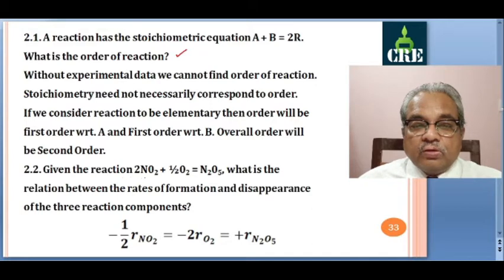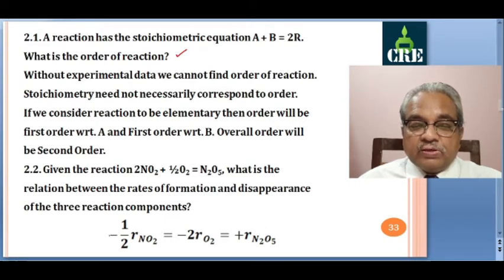2.2. The reaction is given here: 2 moles of NO2 reacts with half mole of O2 to give 1 mole of nitrogen pentoxide, N2O5. What is the relation between the rates of formation and rate of disappearance of the three components taking part in the reaction? The stoichiometry is 2 moles, half mole and 1 mole. So you divide by these stoichiometric coefficients and write the rates.